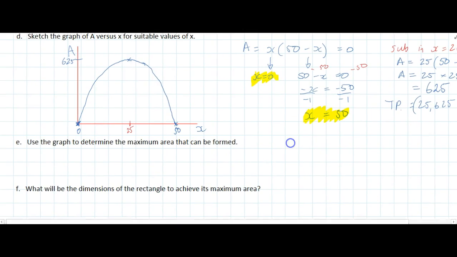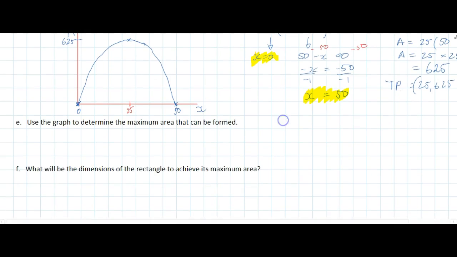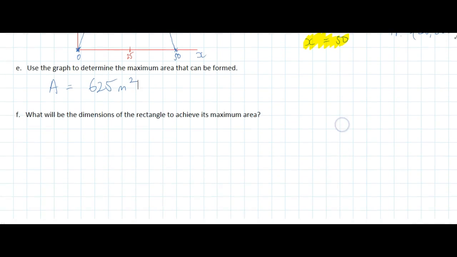Now, use the graph to determine the maximum area that can be formed. Our turning point is at 625, so the greatest area is going to be 625 meters squared. That's the most area we can get out of these dimensions. What will the dimensions of the rectangle be to achieve its maximum area?